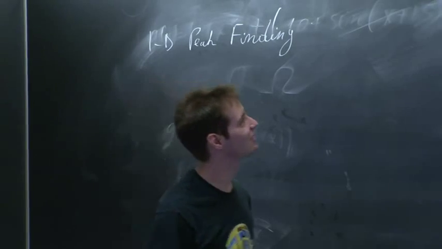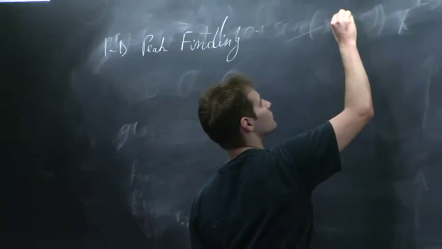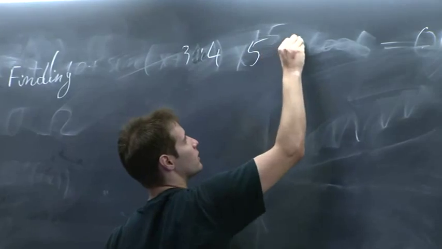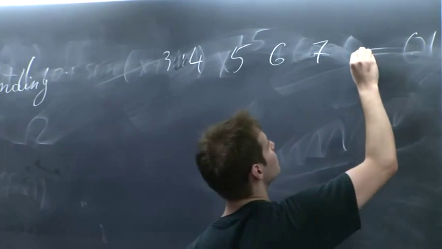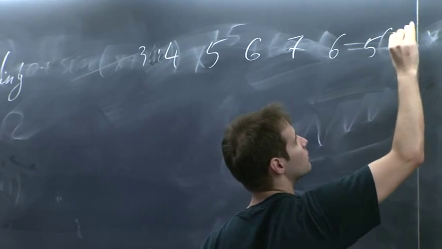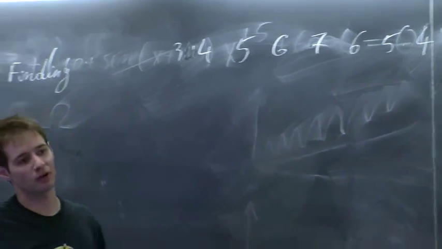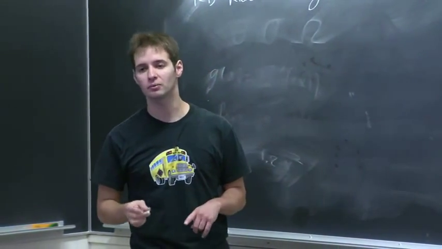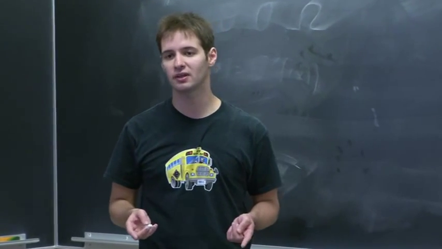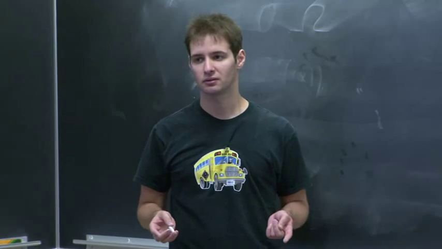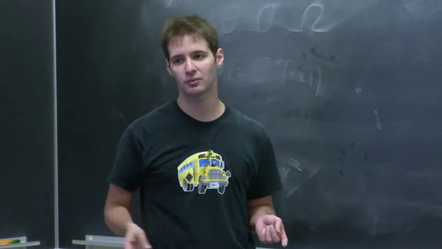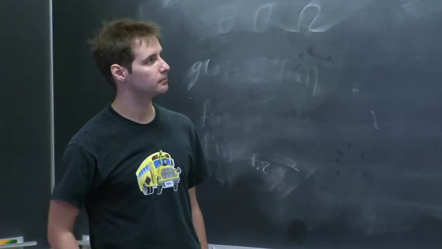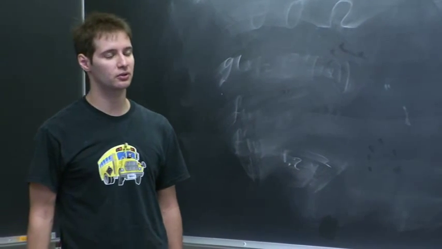Okay, let's go for it. Suppose I have a few numbers: 3, 4, 5, 6, 7, 6, 5, 4. The peak finding problem says there's an array of numbers, and I want to find a local peak, and the local peak is a number that's surrounded by numbers that are smaller or equal to it. So there shouldn't be any larger numbers than it. And I want to find a peak as quickly as I can. So what's the faster algorithm that we talked about in lecture?